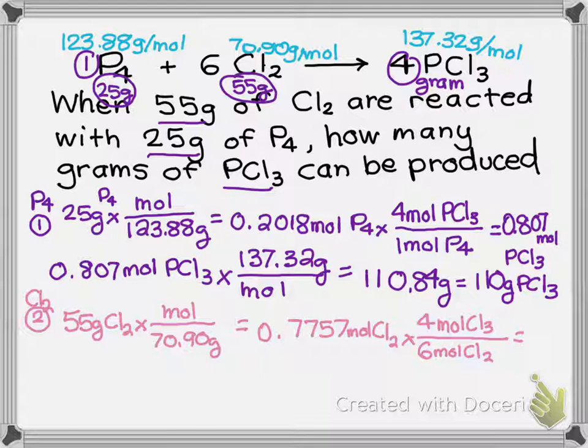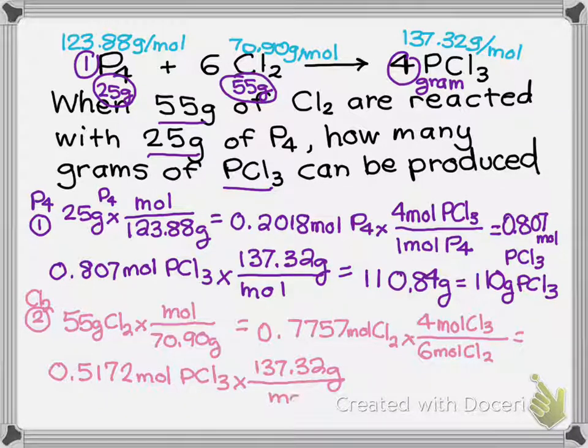And I'm just going to write it down here. I get 0.517 moles of PCl3. And now I'm going to multiply it by the molar mass of PCl3 to figure out the grams, which is what we want. And I get 71.016 grams. So that's just 71 grams.